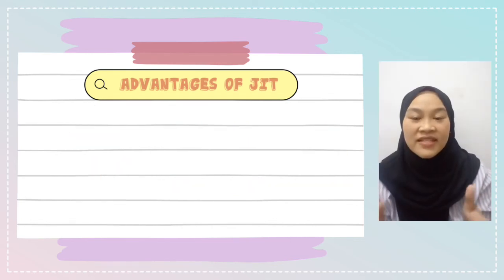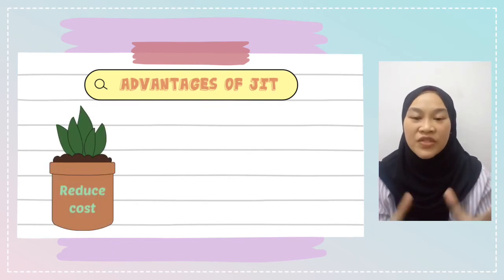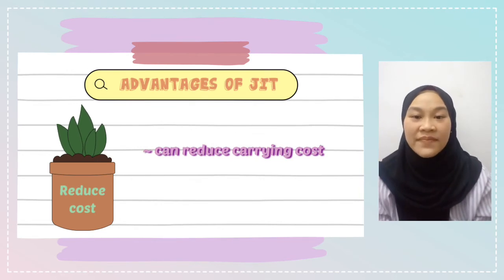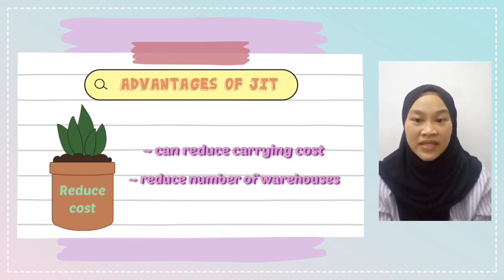Next, the JIT system can help the company to reduce costs. Storing large amounts of inventory can be costly, but lowering the amount of inventory the company keeps can reduce the carrying costs. Companies that implement the JIT system can reduce the number of warehouses they need to maintain, or even enable them to get rid of the warehouse entirely.